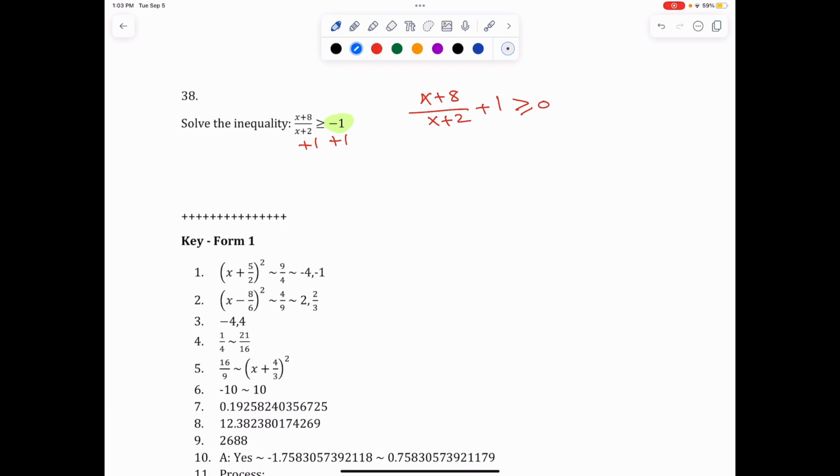Now we need to have a common denominator, so we need to multiply the 1 by (x plus 2) over (x plus 2) to make it have a common denominator. Now we can rewrite that inequality as x plus 8 plus x plus 2, because if you distribute the 1 inside, it's the same, over the one denominator, which is x plus 2, greater than or equal to 0.